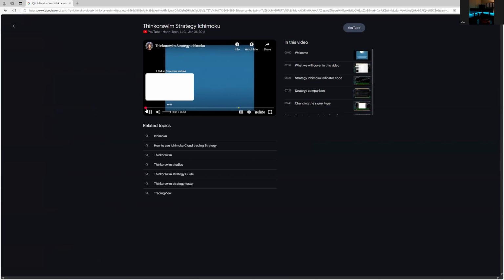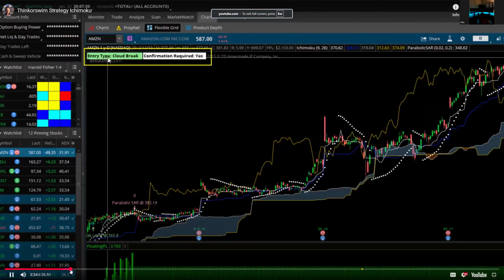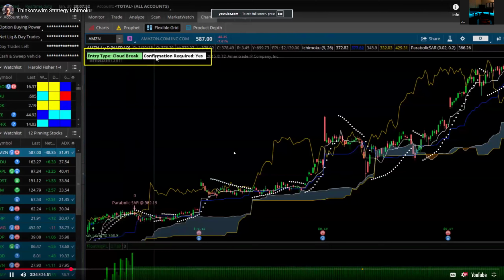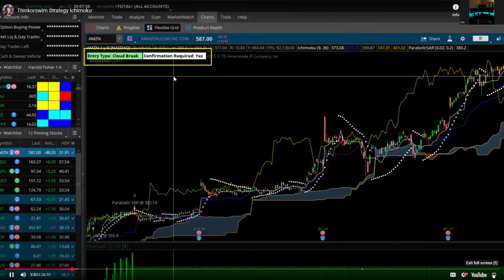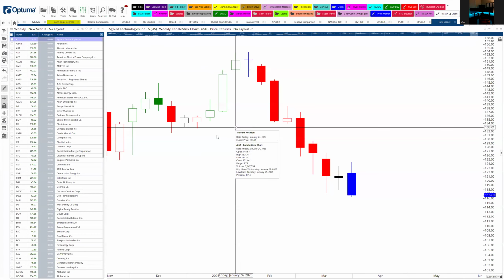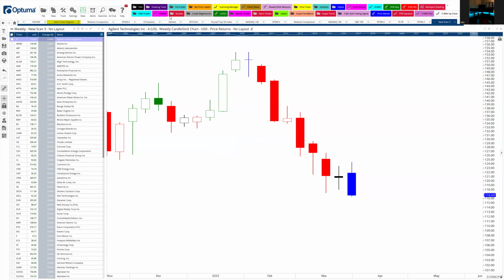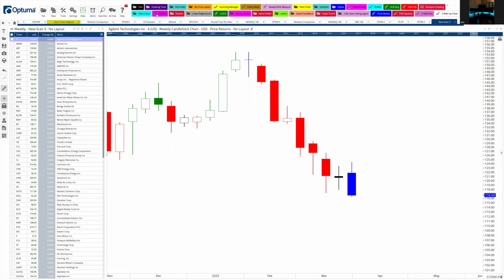Thinkorswim scan Ichimoku. Type right now is set to cloud break, and confirmation required is set to yes. So you've got a couple of parameters. I'll show you how to adjust those. There's also a parabolic one. I don't know much about them. You're going to have to sit and learn. I'm always goofing around.